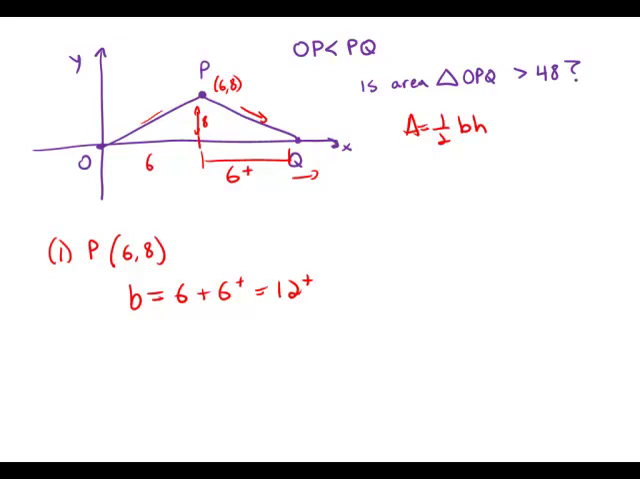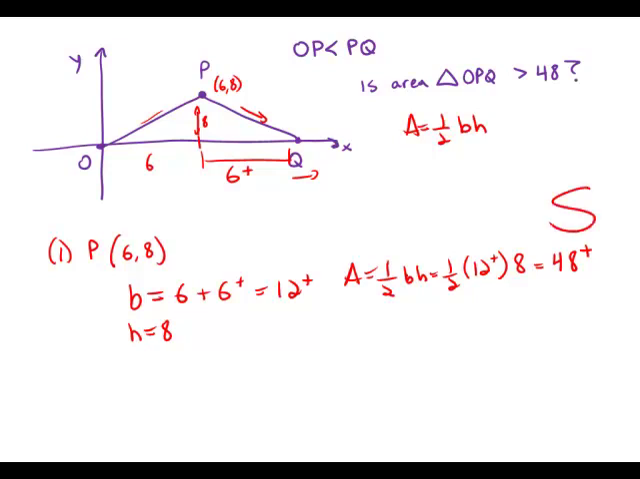And so if we have a height of 8 and we have a base of more than 12, well then the area, 1/2 times base times height, 1/2 times something more than 12 times 8, that would give us something more than 48. And so this statement by itself would allow us to deduce that yes, the area of the triangle region is more than 48. So this statement by itself is sufficient.